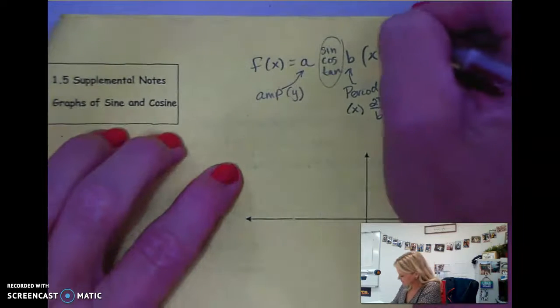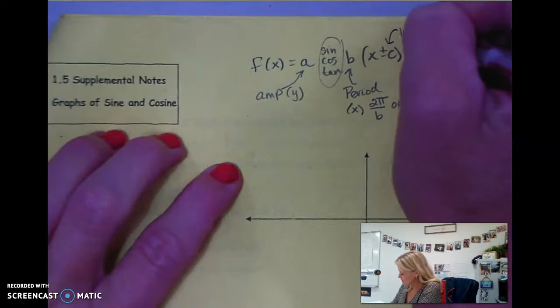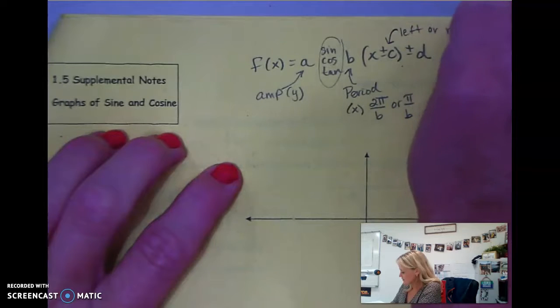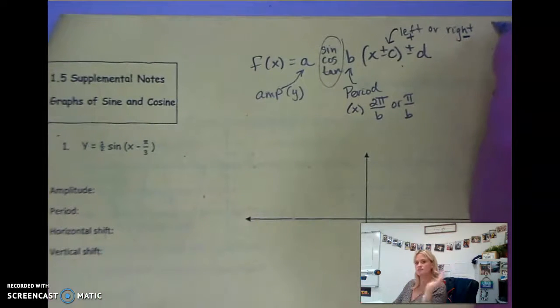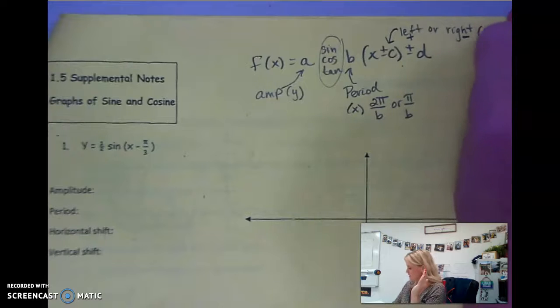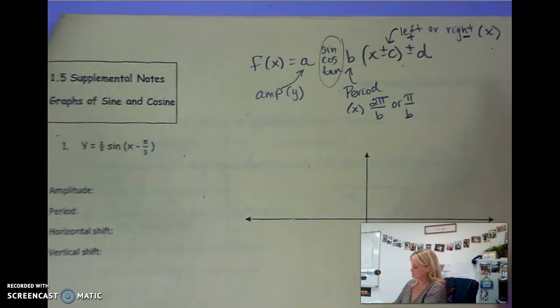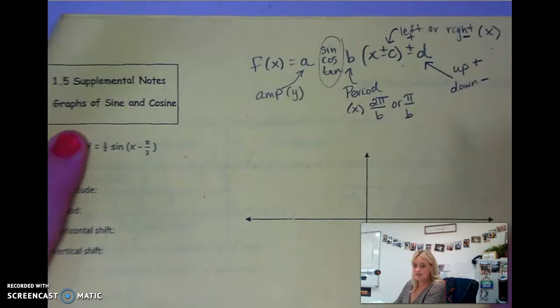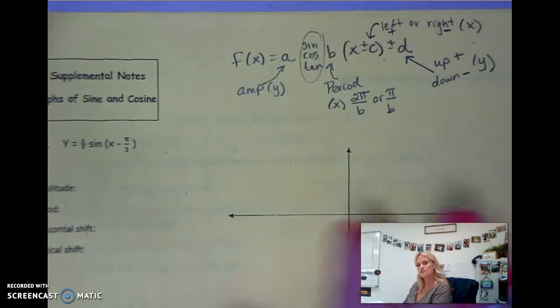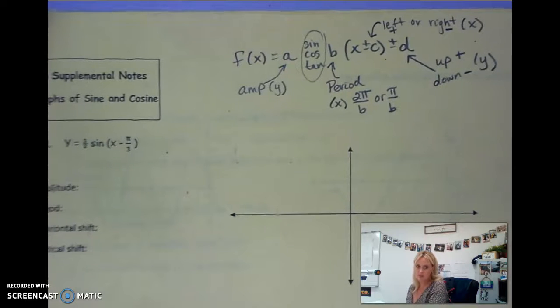The c shifts left or right, but it's opposite of what you think. So it's positive when it shifts left, and it's negative when it shifts right. So if it's shifting left or right, that also has to do with the x part of our t-chart. And last but not least, the d shifts up or down, and that is positive for up, negative for down, and this affects our y values. Okay? If you can understand all of these parts, you're going to be really good.